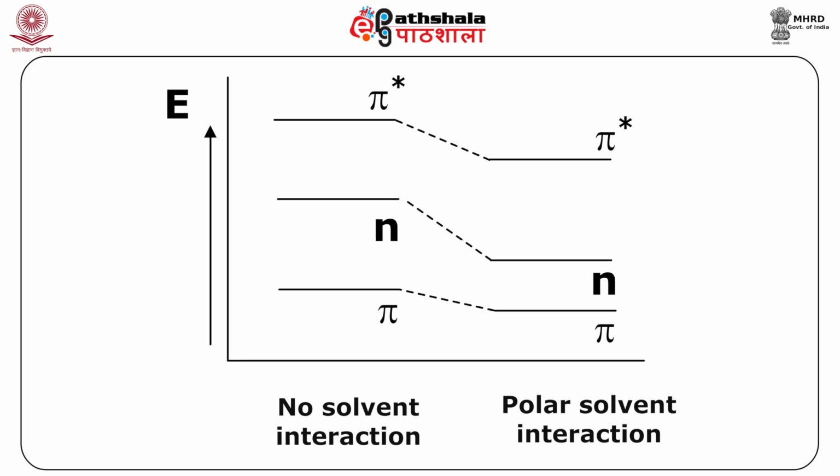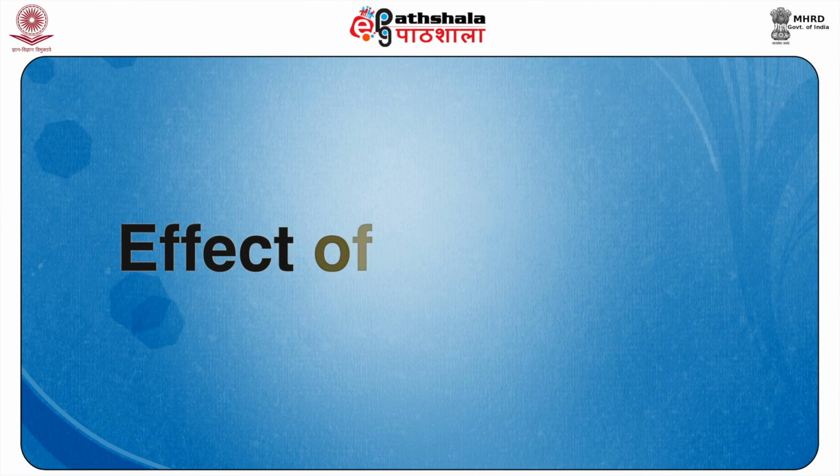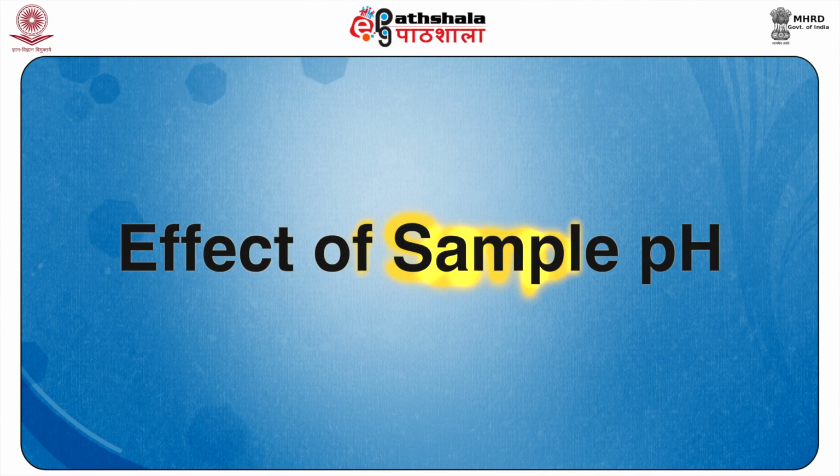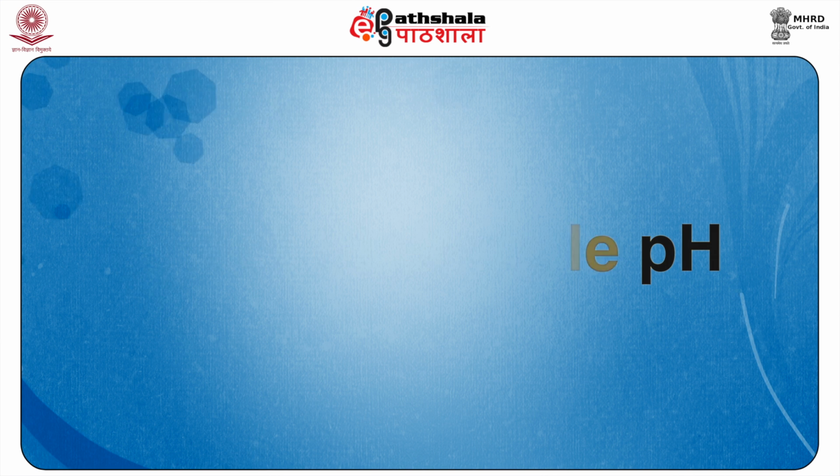This is clearly shown in the figure. Therefore, absorption maxima resulting from the n to pi star transitions are shifted to shorter wavelength, that is a blue shift is observed with increasing solvent polarity. Now, this can be clearly seen with the no solvent interaction and the polar solvent interaction with the energy level diagram shown here. Now, next comes the effect of sample pH on the UV visibles.